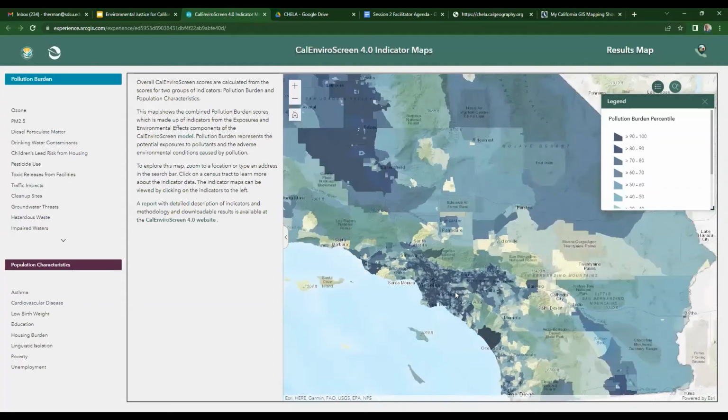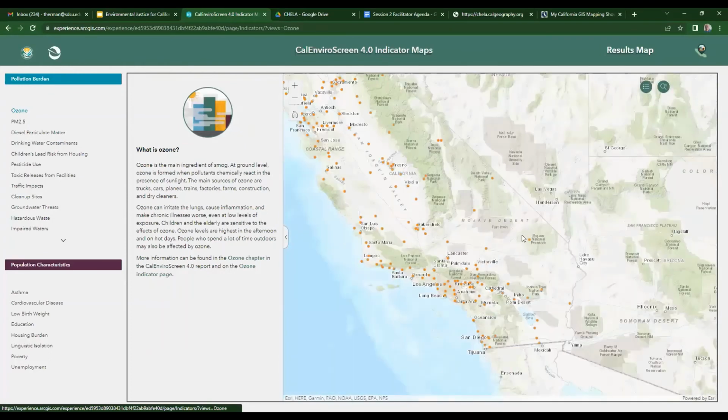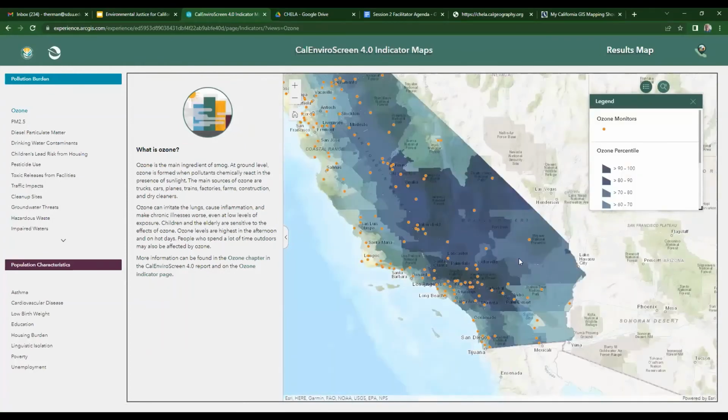So these are active maps, and they just show one layer at a time, so they probably load a little quicker. So for example, we can learn about specific types of air pollution, ozone, and look at the spatial distribution of ozone as an air pollutant in the state of California. What's really cool about this is it tells you why you should care on the left here. What is ozone and how does it translate into health problems or health disparities for Californians?